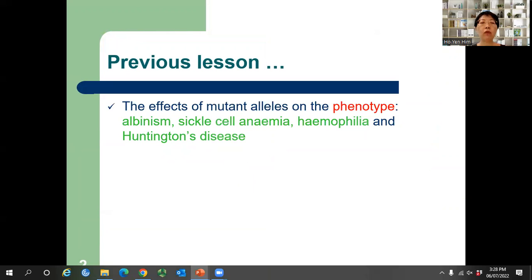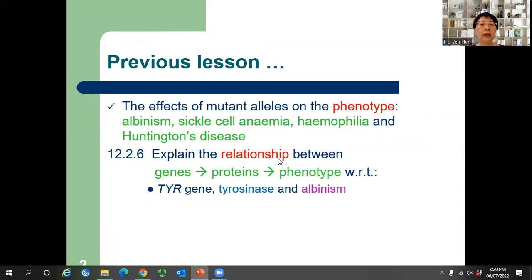So in the previous lessons, we have looked at how changes in the base sequence of certain gene in human will eventually lead to change in phenotype, and those kind of phenotypes are actually genetic diseases, because those diseases or illnesses are due to the changes in the gene. So for example, the phenotypes are albinism, sickle cell anemia, hemophilia, and Huntington's disease. And then in order to learn that, we also show the relationship, how the change in which gene that code for which product will lead to what phenotype. So we look at 4 examples, I think.